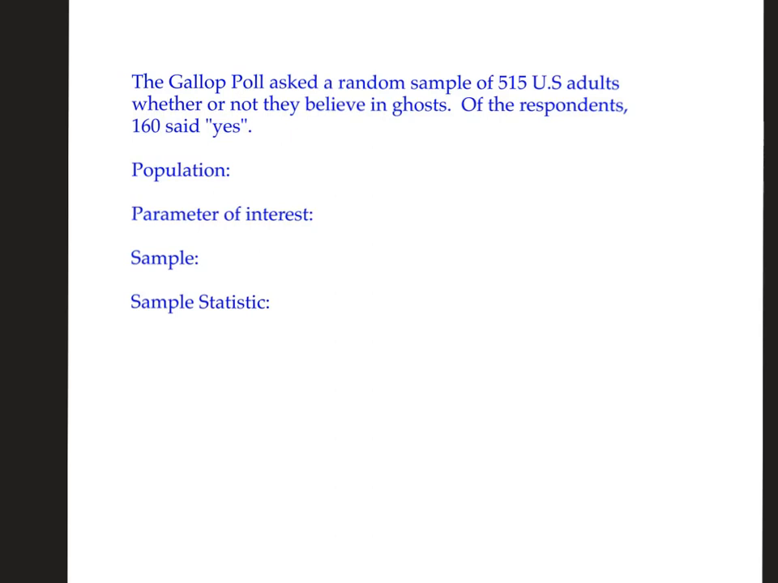So what constitutes the population? Who or what make up the population? And Gallup poll is a United States poll, so the population is United States adults. Okay. Who were the sample? I'm going to skip down here to sample. The sample was 515 U.S. adults. And maybe up here for population, we could have said all United States adults, and the sample is just the 515 that were polled.